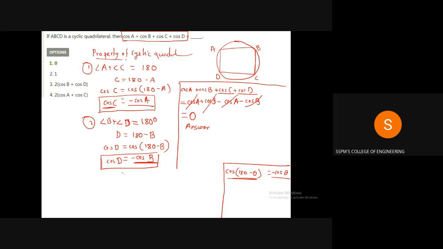You have to just remember the property of cyclic quadrilateral, which is that opposite angles are supplementary. That means their addition is pi or 180 degree. So the answer is 0.